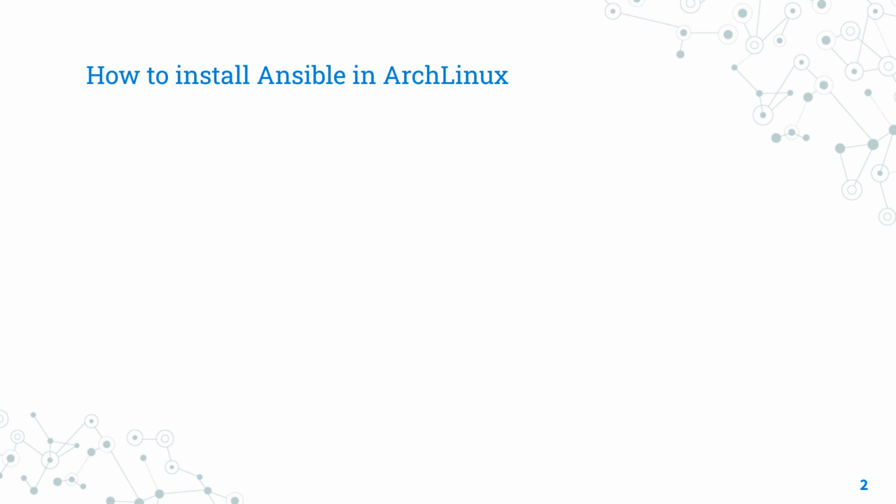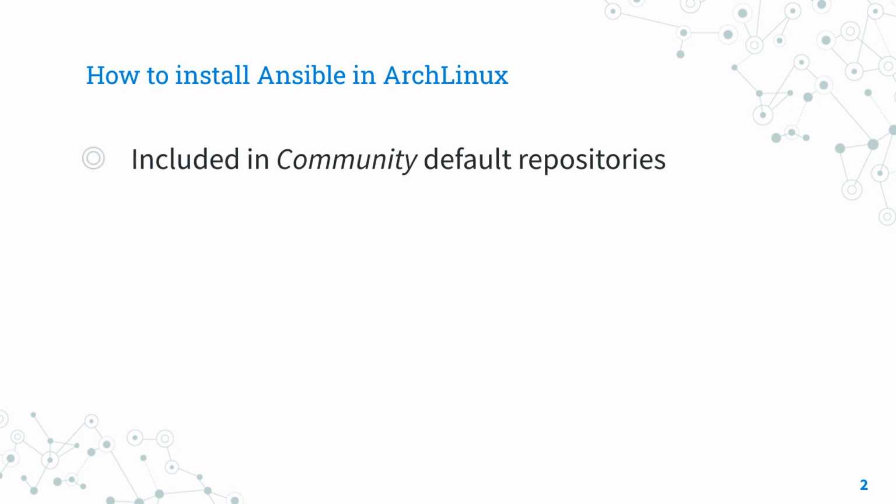How to install Ansible in ArchLinux. Today we are going to talk about how to install Ansible in ArchLinux. The good news is that Ansible is included in the default repository, so you could install it simply with your usual package manager, pacman. You could expect the latest version of Ansible in the community repository. At the moment the latest version available is 5.0.